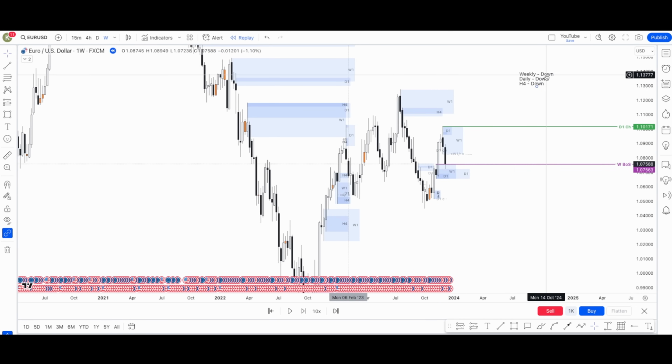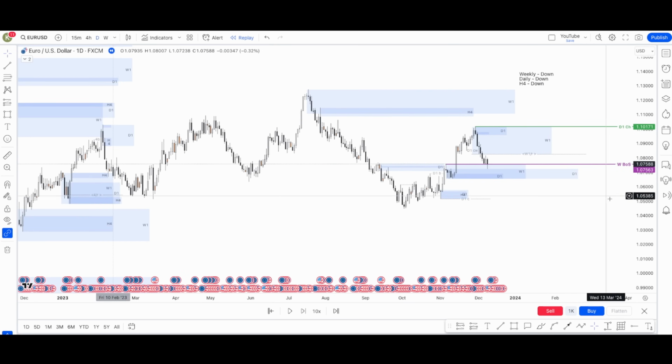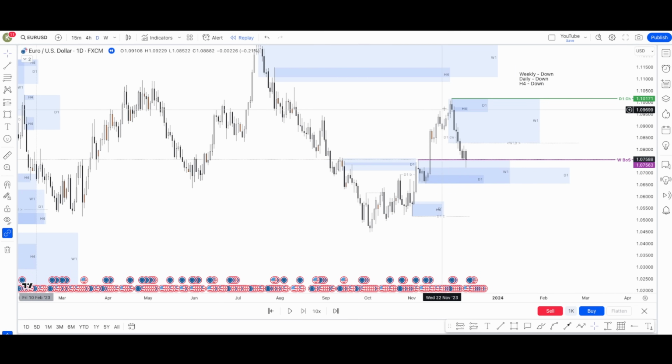So anyway, weekly is still down technically, and then we're going to check the daily as well. All right, so looking at the daily, very strong sell-off last week. Apart from when we bounced off the weekly rebalance, we got a pullback for a day, and then we got a tap down and then a rejection.